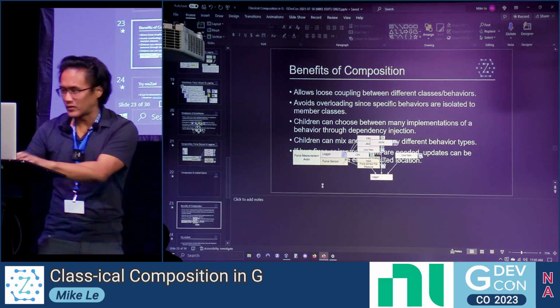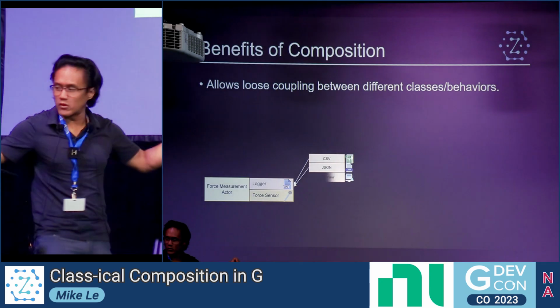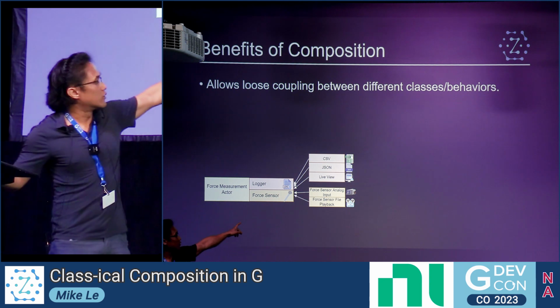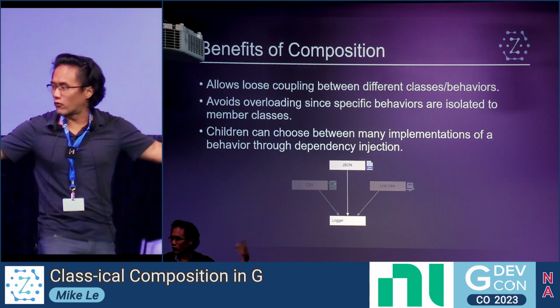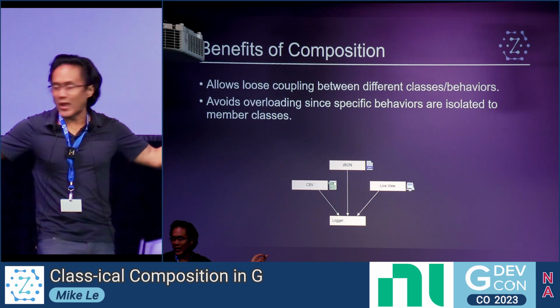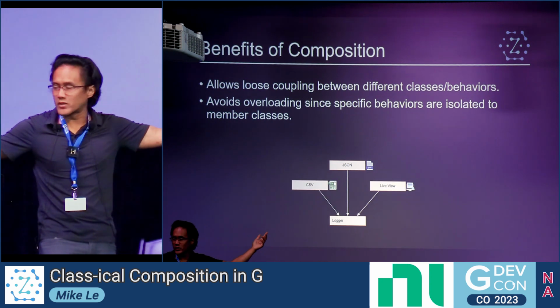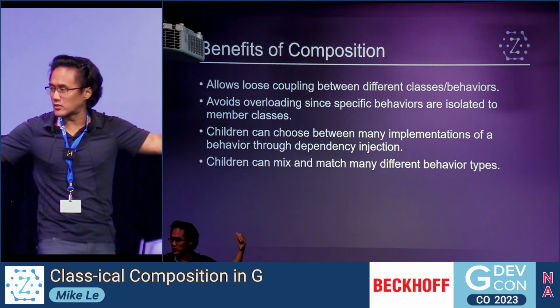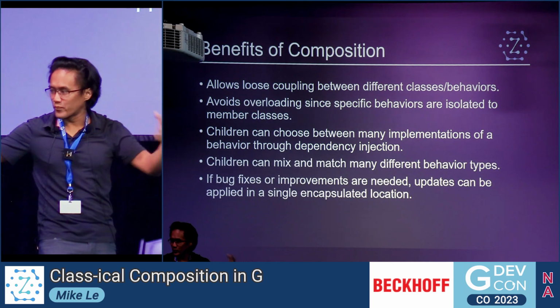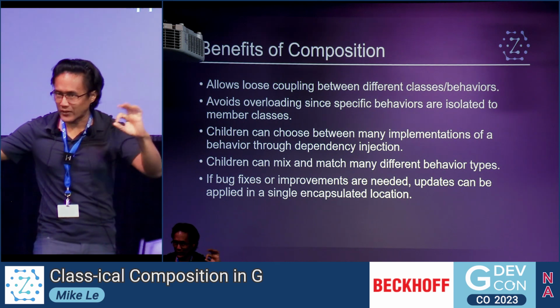Benefits of composition. I'll just blaze through this really quick. You get loose coupling between different classes and behaviors, so you can load drivers in a runtime. You're not overloading, because now the specific things you want to do are in their own separate classes. Children can choose between many implementations through dependency injection. You can mix and match behaviors, bug fixes, all that source control stuff encapsulated.